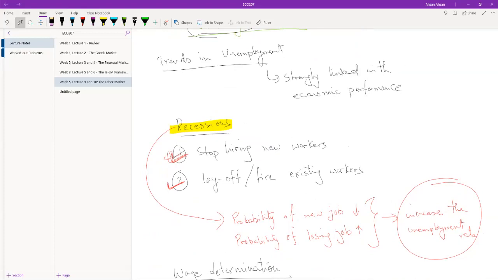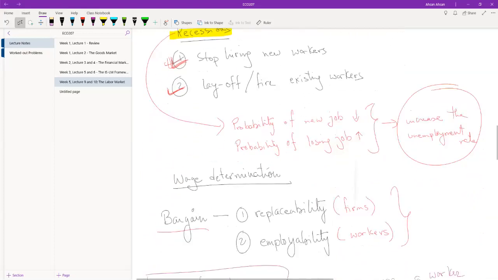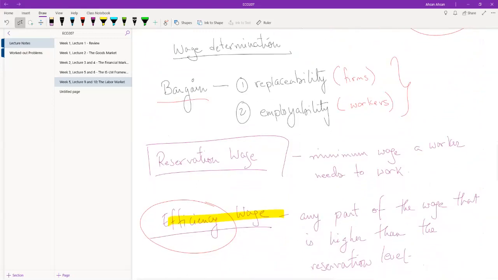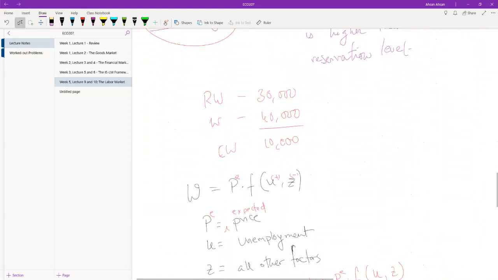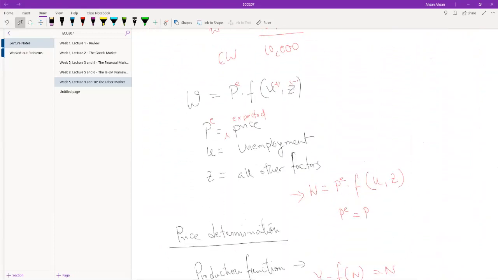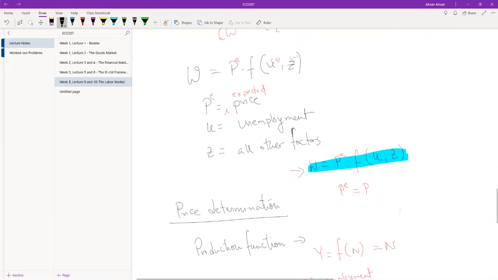Then we came to trends in unemployment, where we talked about under what circumstances we expect unemployment to be going up and under what circumstances we expect it to be going down. From there, we came to wage determination. We talked about reservation and efficiency wage, and we introduced a function of wage. And what I said is that even though the actual function deals with the expected price level, in this chapter, we're just going to assume that expected price is the price level that we have. That's just to simplify things, and we will relax this assumption in the next chapter.